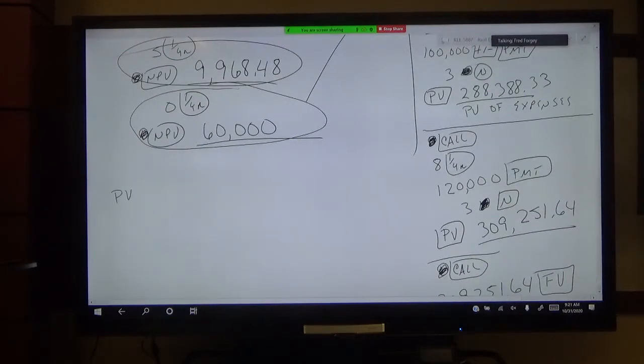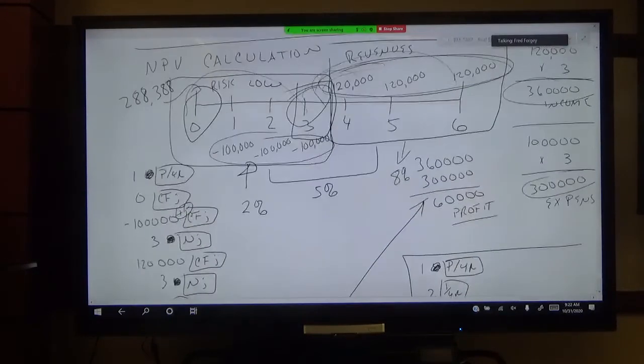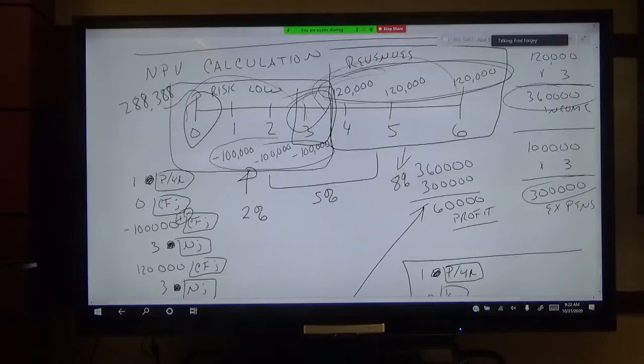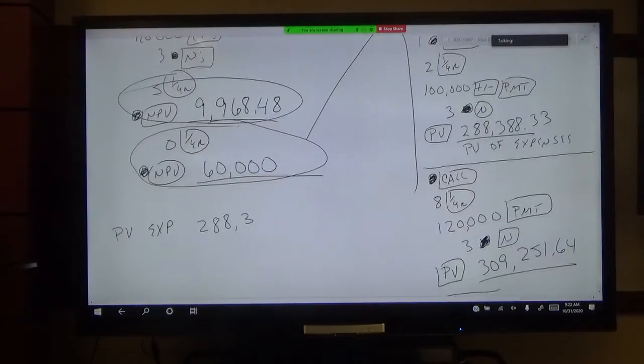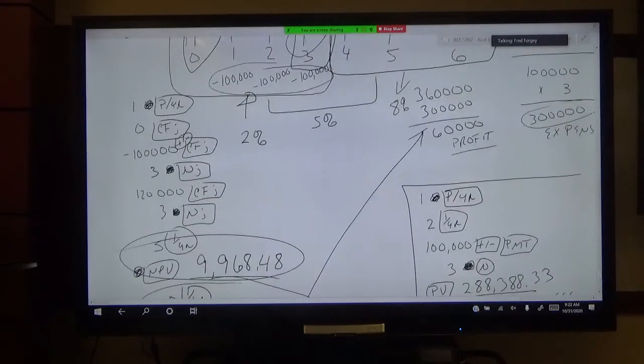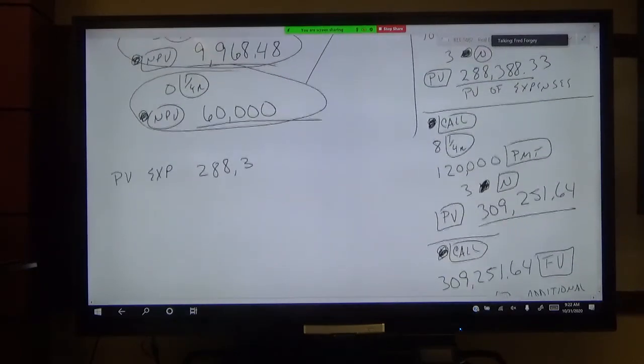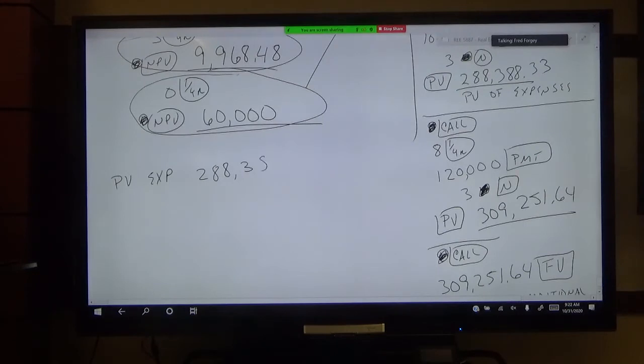So, to recap, we have the present value of our expenses being 288. Whoops, hold on a second. Okay, did we say this? This is annual, not monthly. Just making sure. Because this is annual in the sense that each one of these represents a year, because we did 1 payment per year. Okay, so 288,388.33 is the present value of our expenses.